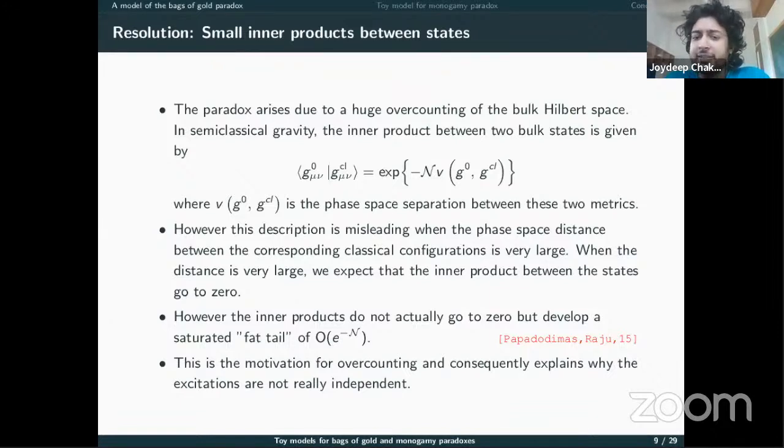However, this description is really misleading when the phase space distance between the corresponding classical configurations is very large. In particular, when the distance is very large, we expect that the inner product between these states goes to 0. However, the inner products do not really go to 0, but develop a saturated fat tail of order e to the power minus n. So this really is the motivation for our proposal, and consequently, this explains why the excitations are not really independent.